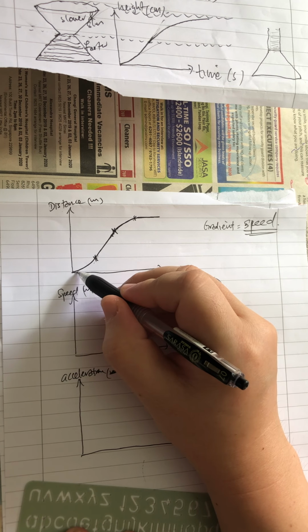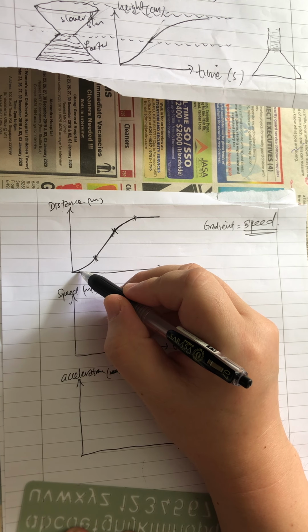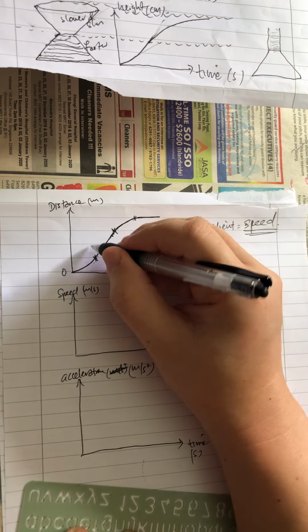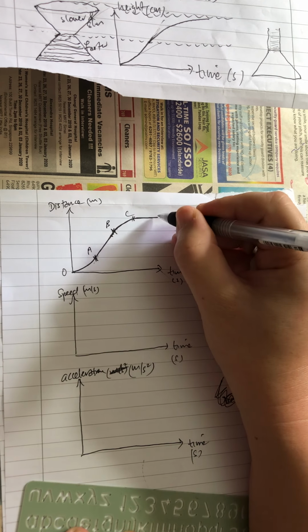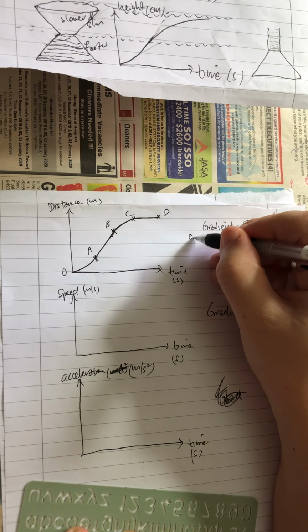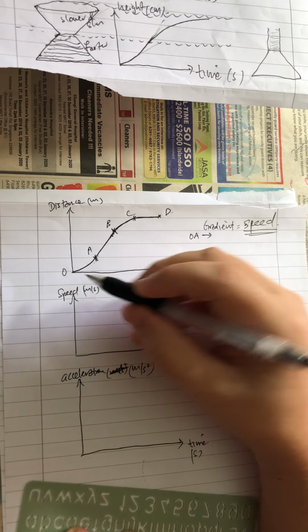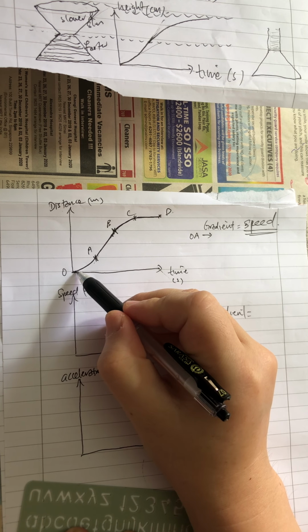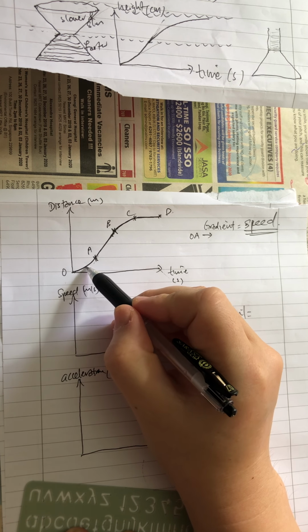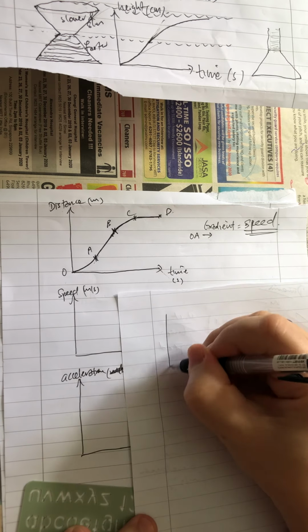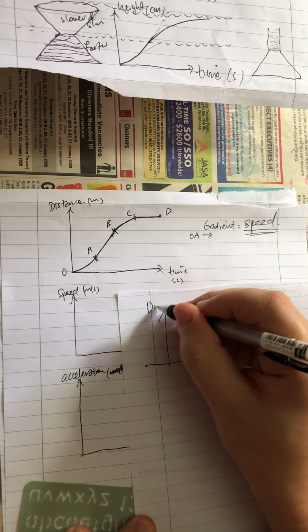Now, let's take a look. If I were to look at this part, let's call this O, A, B, C, and then this one D. From O to A, what's happening? Let's study more about the distance time graph.